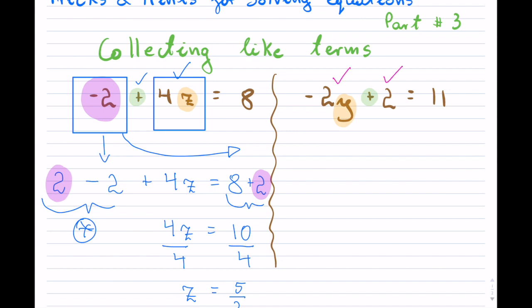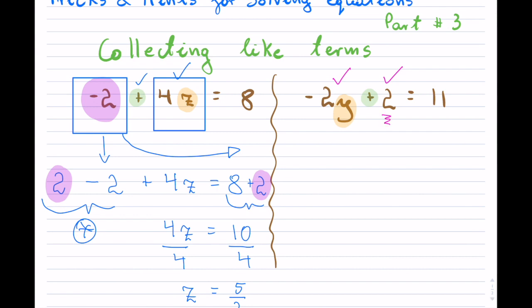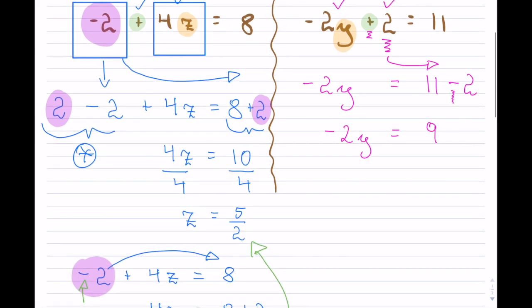To get rid of a term, I will shift it over to the opposite side, and I will have negative 2y is equal to 11 minus 2. Notice the sign must change when you shift it over. So I have negative 2y equals 9. And now I can solve by dividing both sides by negative 2.